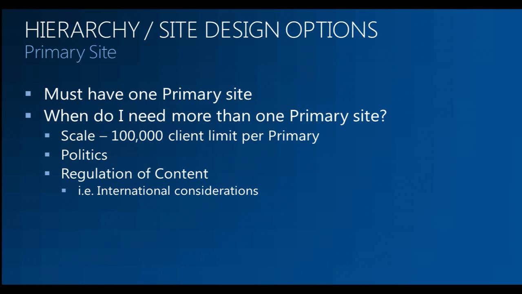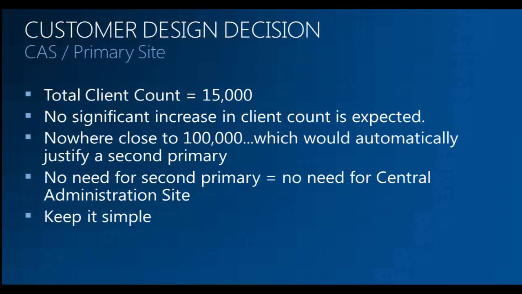So, for my client, their total client count is 15,000. They do not expect any significant increase in the client count. So they're nowhere close to 100,000. They don't expect to go anywhere near there. There's no need for a second primary in their situation. And so we're going to go with no CAS and a single primary.